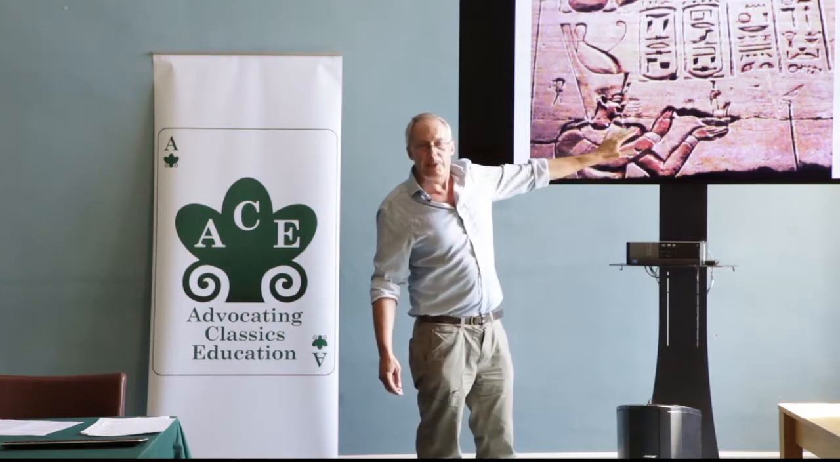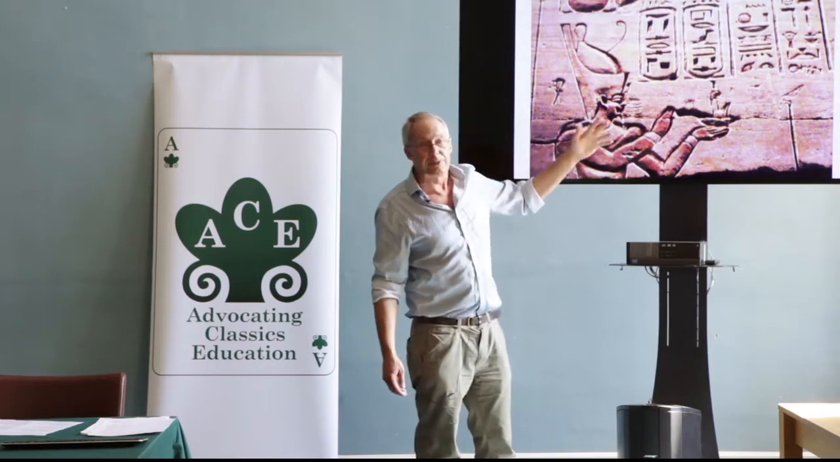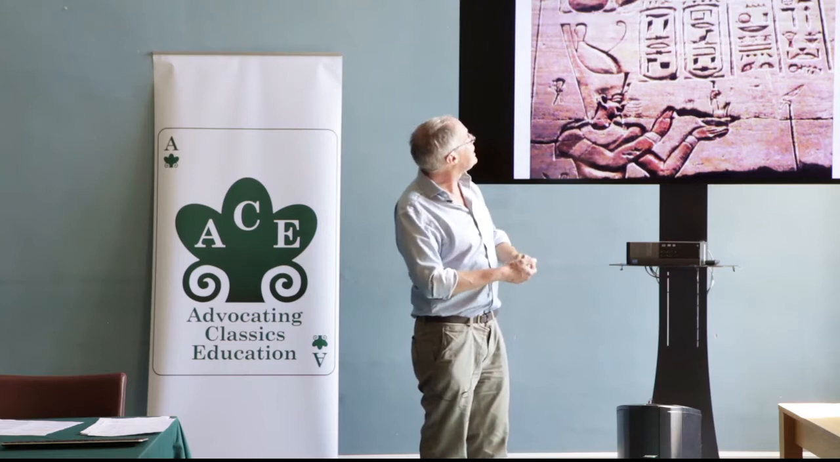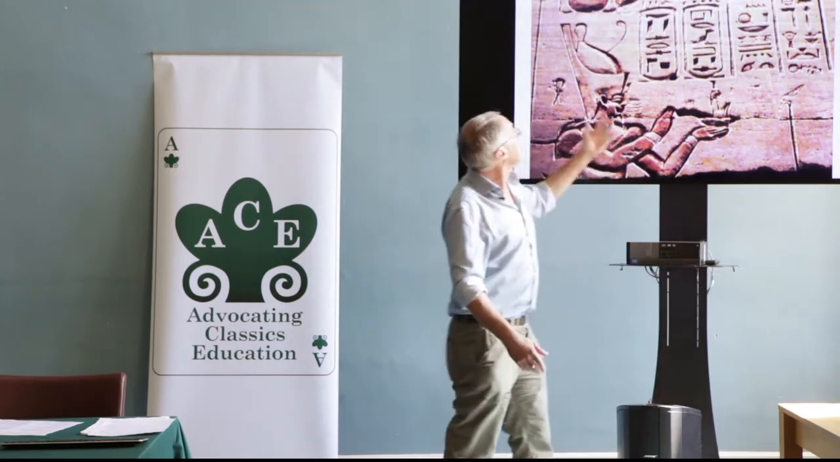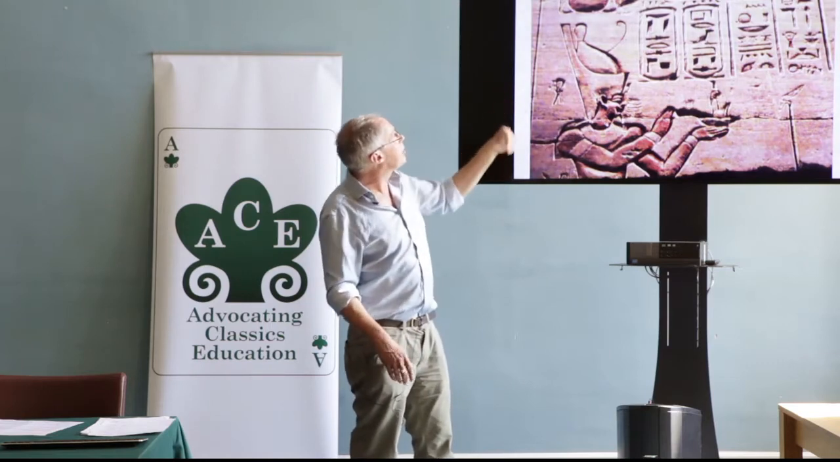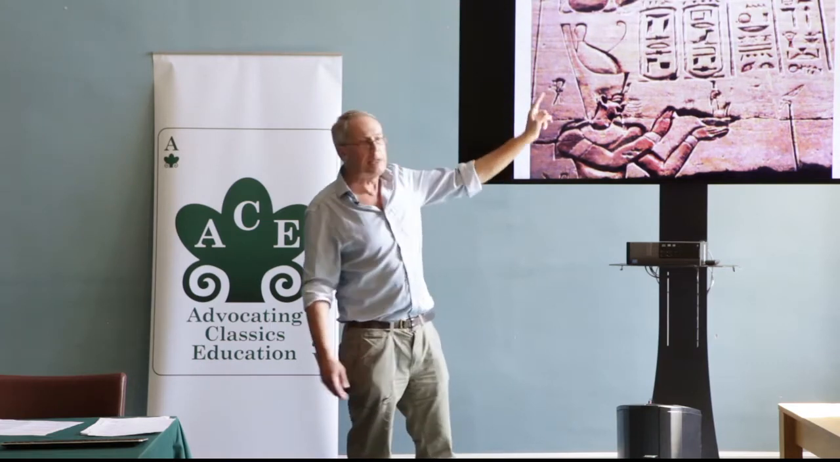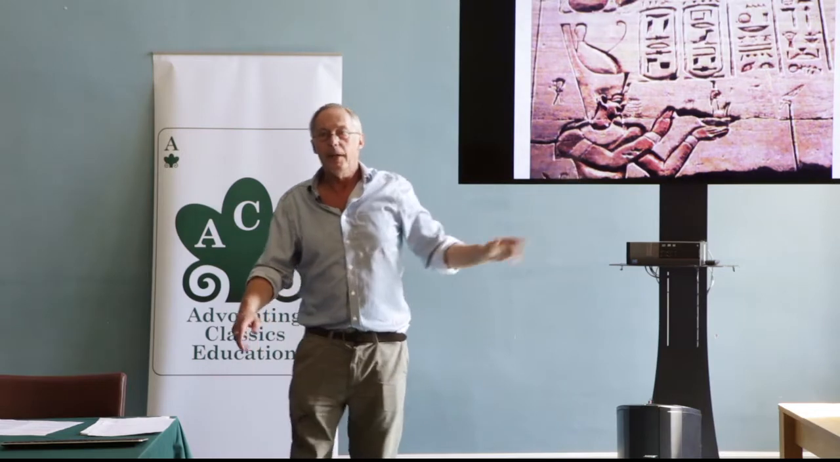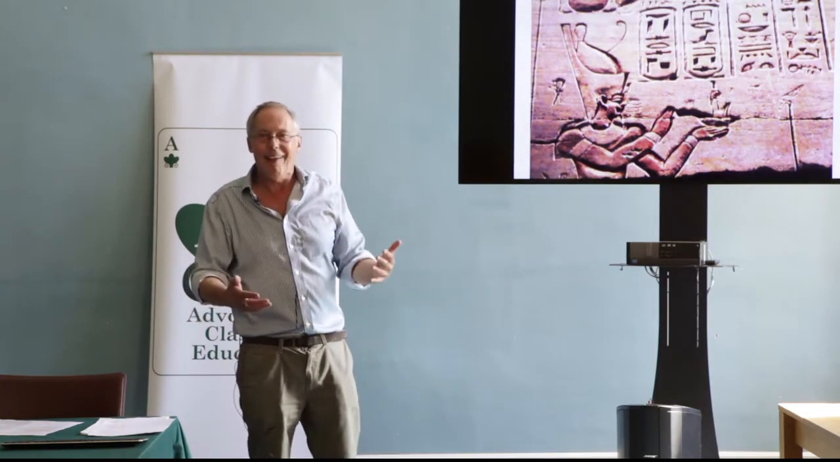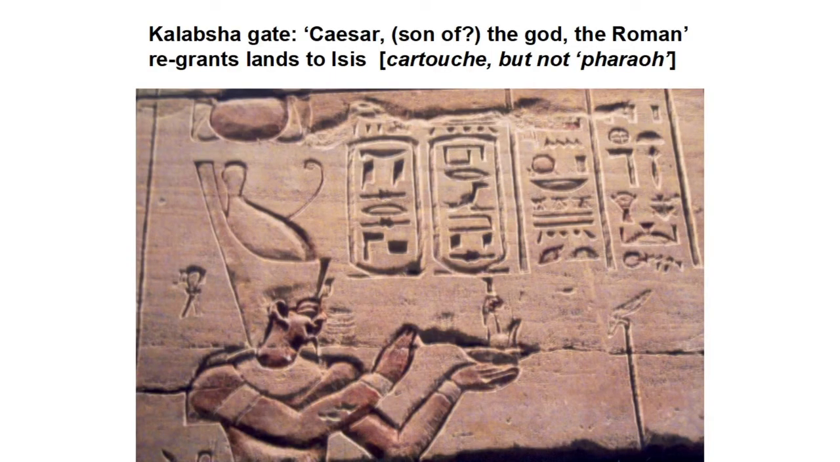This gate, bizarrely, has still not been properly published, but a friend of mine who can read Egyptian, I can't, has told me what it says, and it says Caesar, and then this is a bit of a muddle here, Caesar, god, possibly son of a god or god, the Roman, and he regrants the lands to. So he's called Caesar the god, the Roman. He's not called Pharaoh. Right? So it's not entirely clear that anyway he knew what was going on in Upper Egypt.